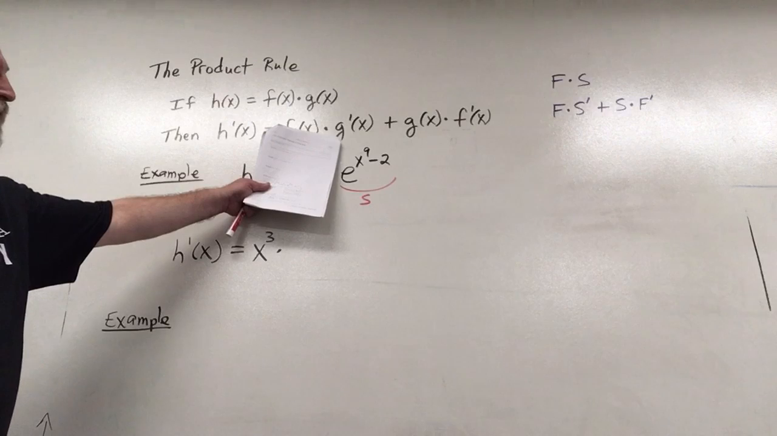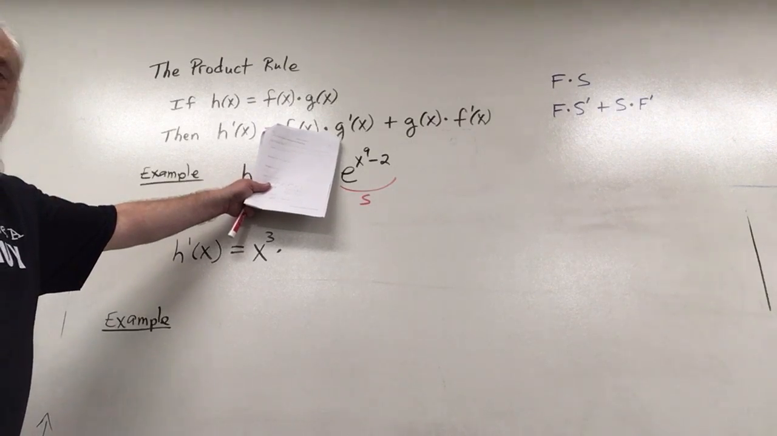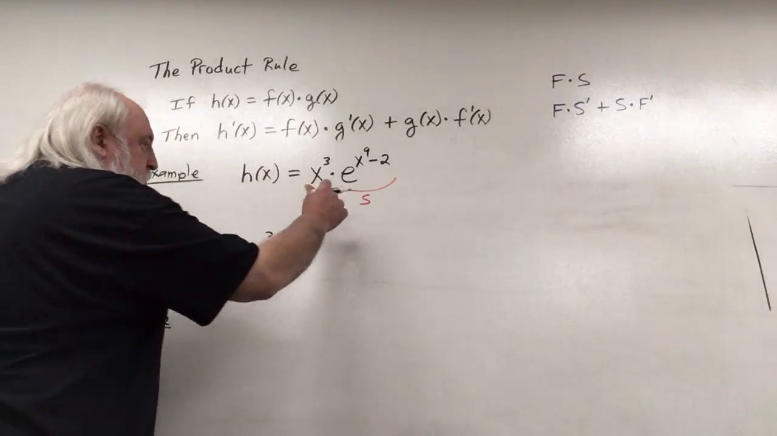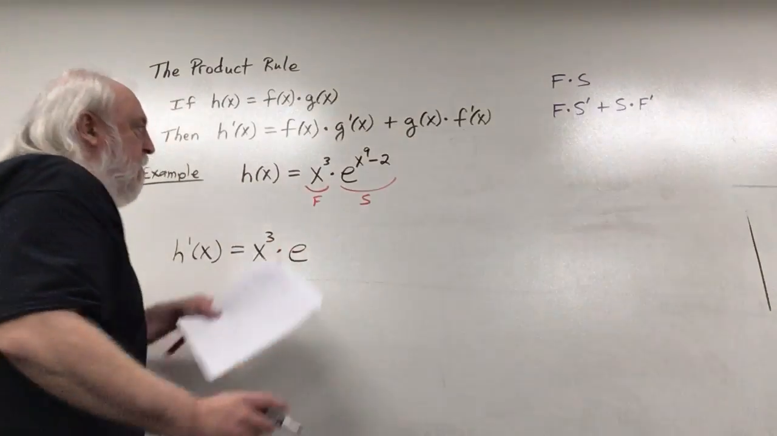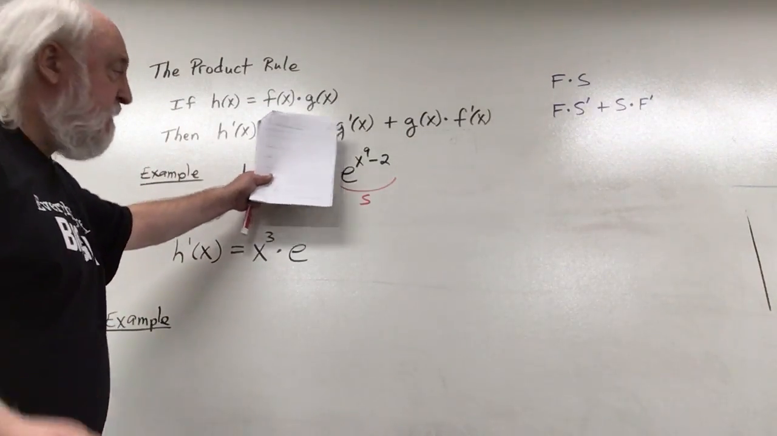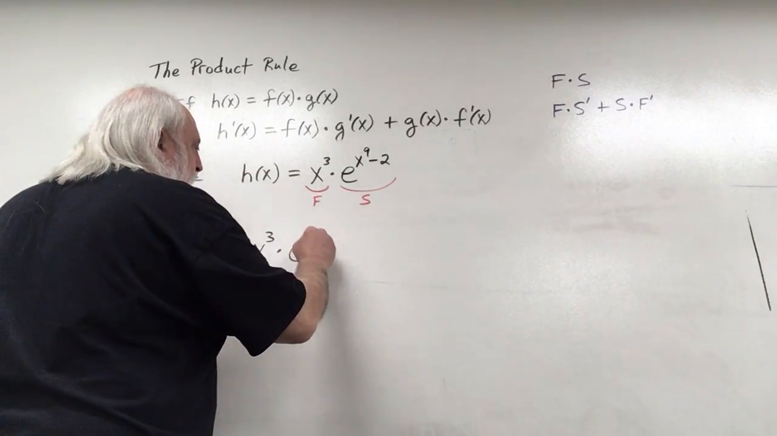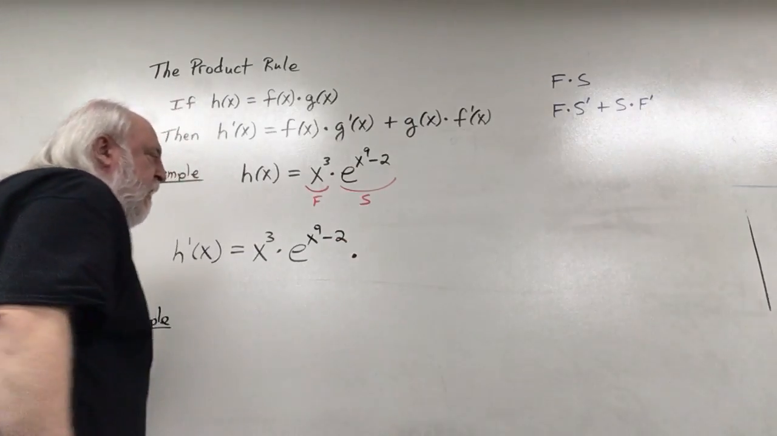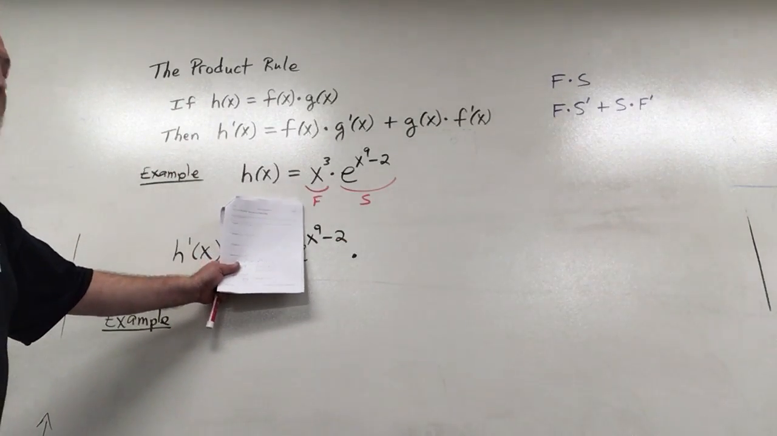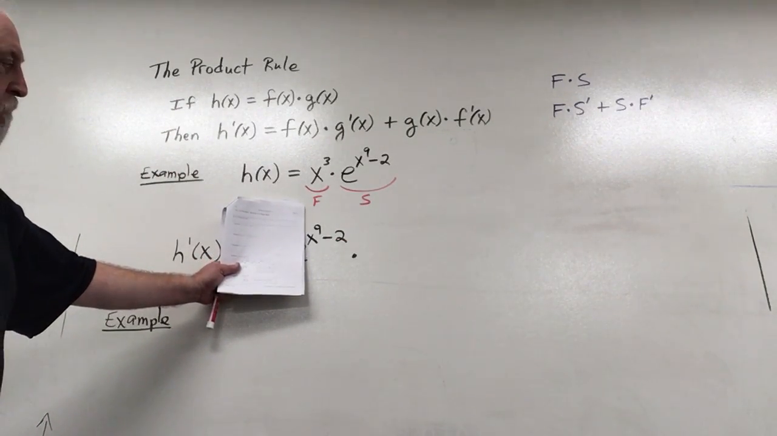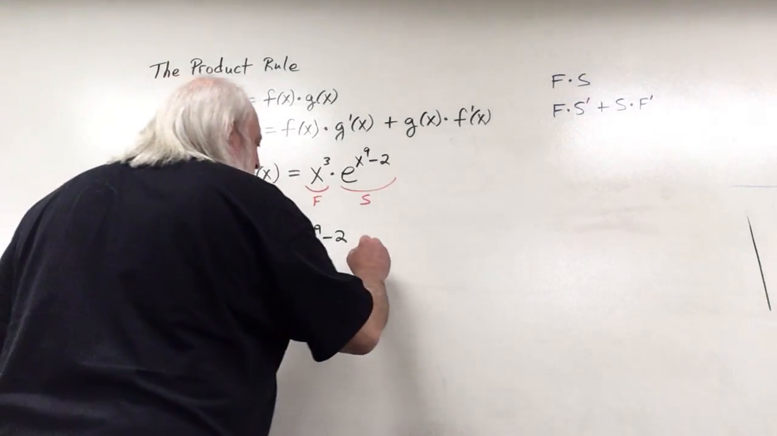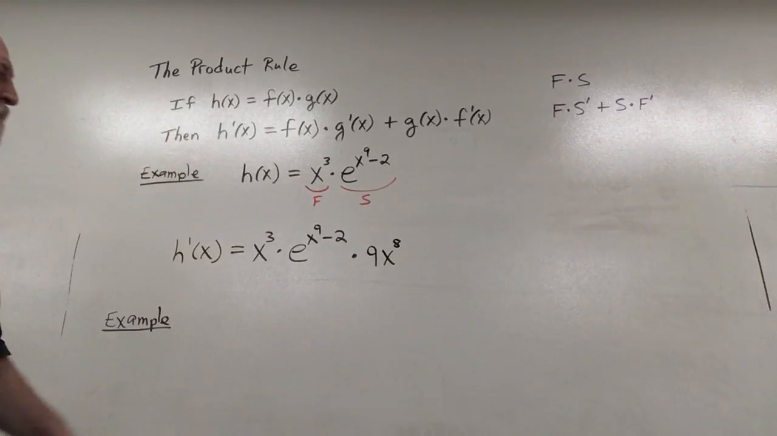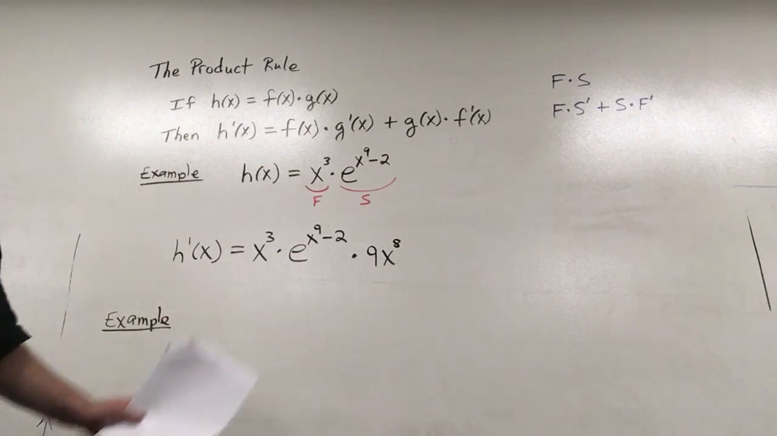Well, the derivative of e to the x to the 9th minus 2, you know by the chain rule, is itself e raised to the x to the 9th minus 2. And then by the chain rule, we have to multiply that by the derivative of the exponent. And the derivative of x to the 9th is 9 times x to the 8th by the power rule. And the derivative of the constant minus 2 is 0.